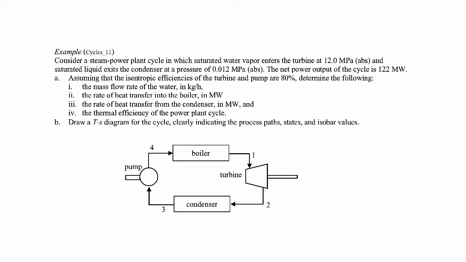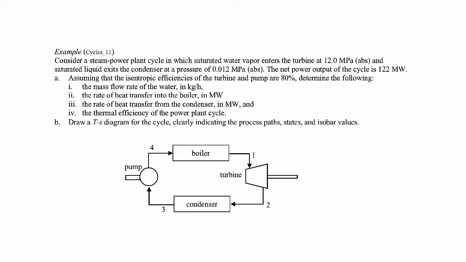In this example, we're looking at a steam power plant cycle. This is actually a Rankine cycle. And we're told that we have saturated water vapor entering the turbine at 12 megapascals. So this is coming in at state 1. And saturated liquid exits the condenser at a given pressure. That's over at state 3.